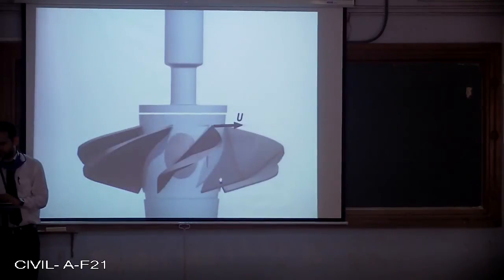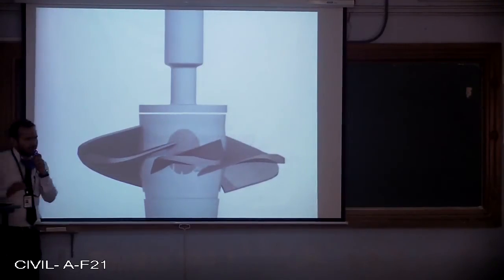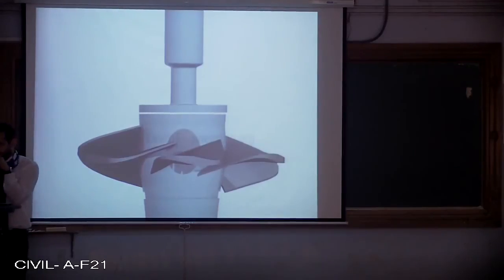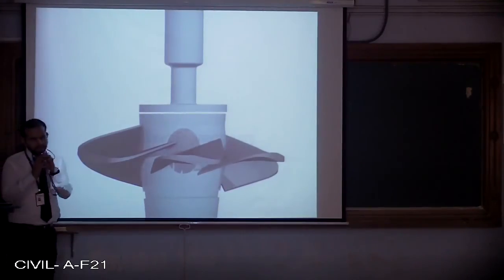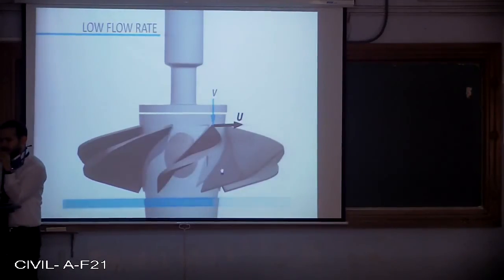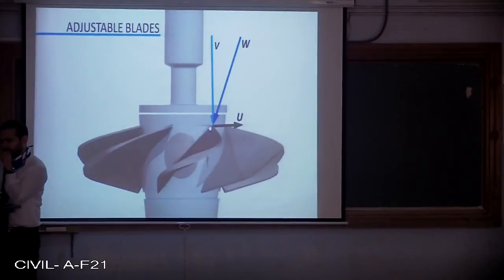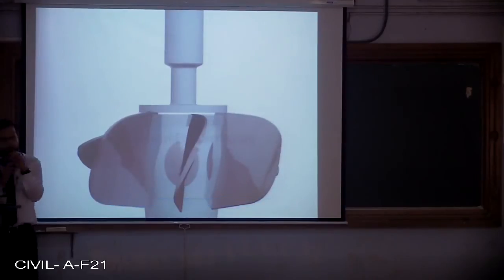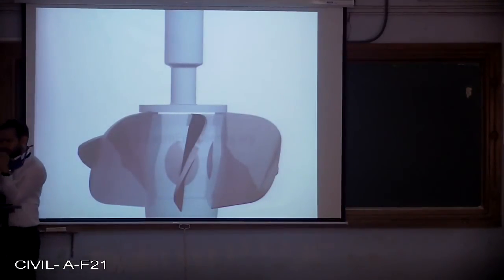If flow rate is low, relative velocity of flow is more tangential, so blades are pitched in tangential direction. I would like to repeat here what is explained in the video. As we know, the blades can be adjusted. Based on what characteristics should we adjust the blade? If the flow is low, we can keep the orientation of the blade as shown in the figure. And if we have a higher flow rate, then we can put the blades as shown in the figure. So depending on the flow rates, you can adjust the blade.